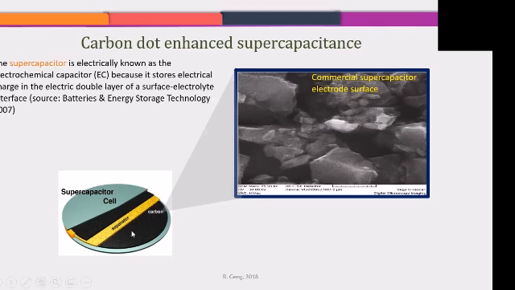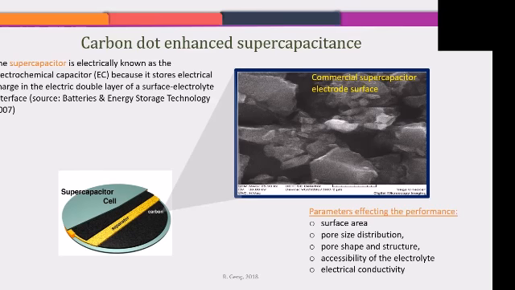So basically, it is very simple equipment where you have two electrodes, one separator, and you have electrolyte in between. And by this way, the electrolyte is moving, and electrons are moving in this surface electrode interface. So this is the commercial supercapacitor electrode surface. You see that it is not homogeneous, it is bulk carbon on the surface.